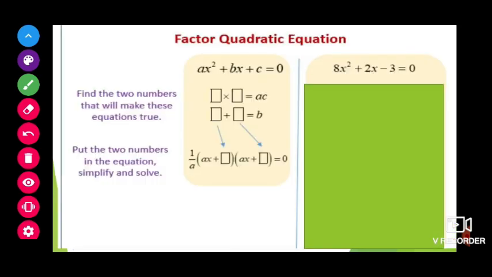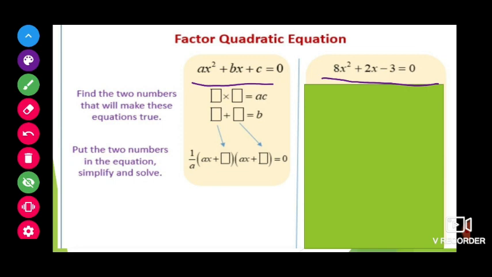Okay, next children, here we can see how to find factors of a quadratic equation. Here the given equation, let's take as 8x square minus 2x minus 3. It is in the form of ax square plus bx plus c. Now I am showing you a method.